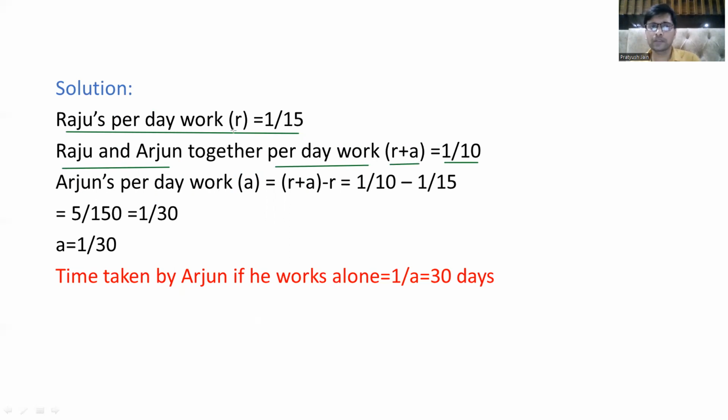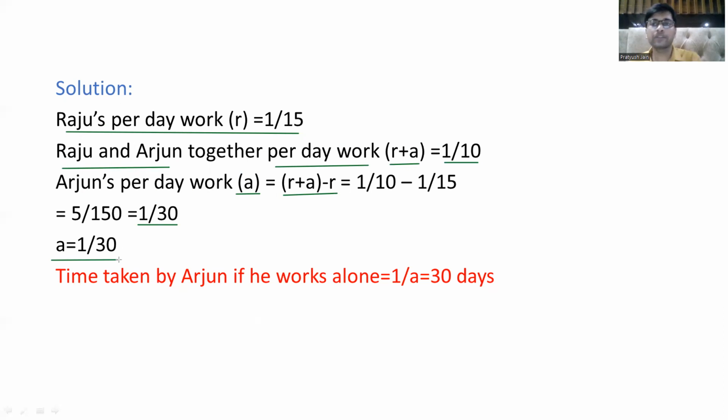So I am given Raju's per day work. I am given the per day work of Raju and Arjun working together. So I can find out Arjun's per day work, which is equal to r plus a minus r: 1 upon 10 minus 1 upon 15, simply 1 upon 30, right? We can do this calculation. So we have small a is equal to 1 by 30. Basically, Arjun's per day work is 1 by 30.